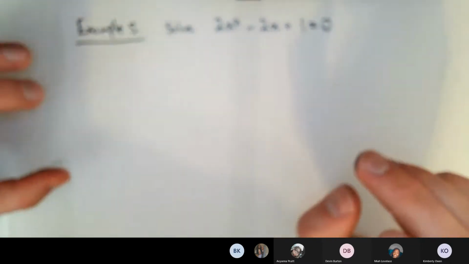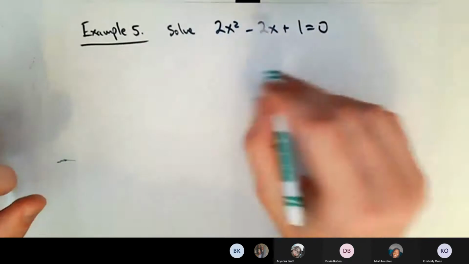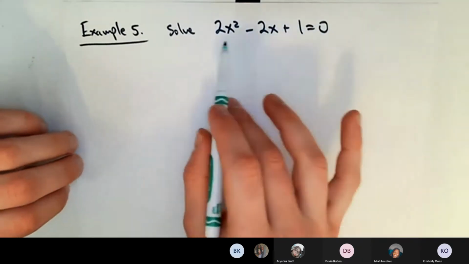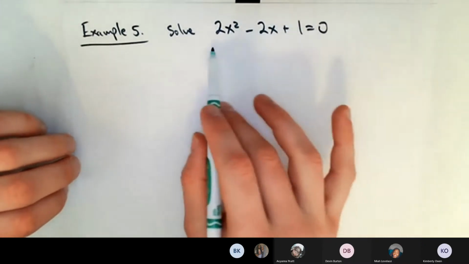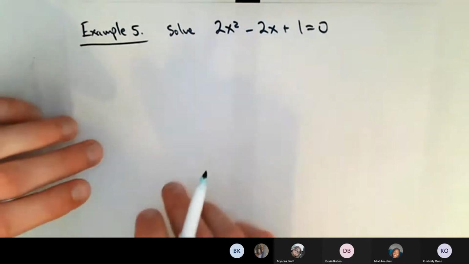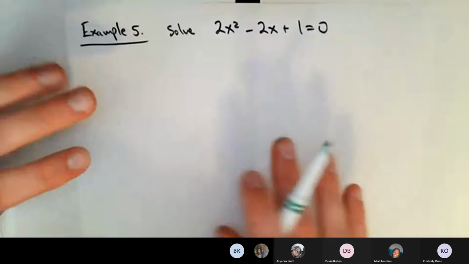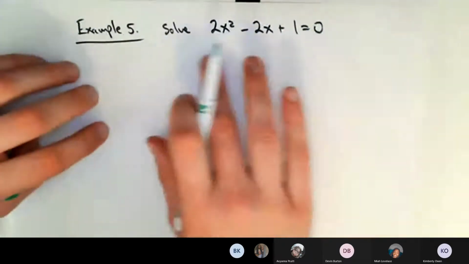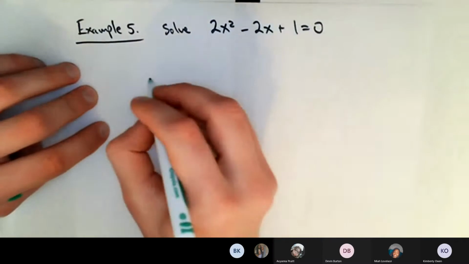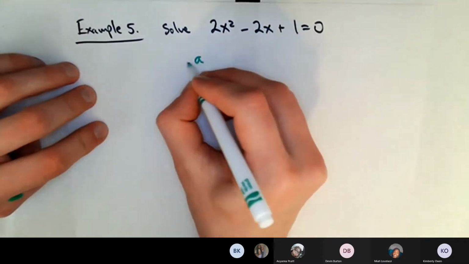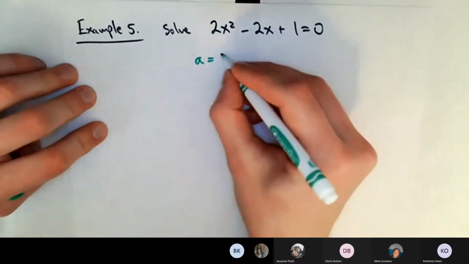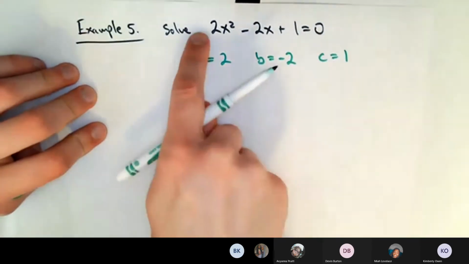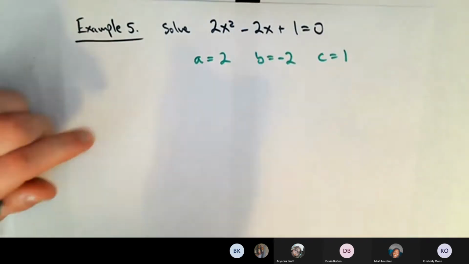You can use the quadratic formula for any quadratic equation, as long as it has rational coefficients, or integer coefficients, but don't worry about that. For the context of our class, you can solve any quadratic equation with the quadratic formula. So let's do that. Let's name our a, b, and c. Okay, a is 2, b is -2, c is 1.